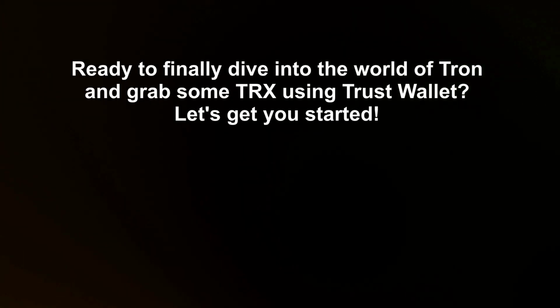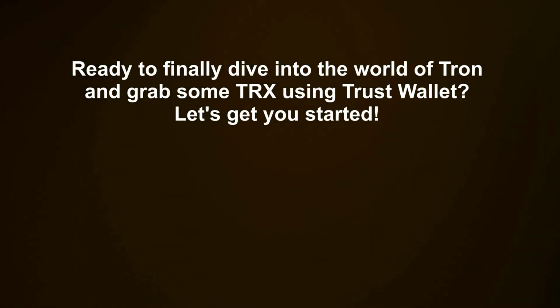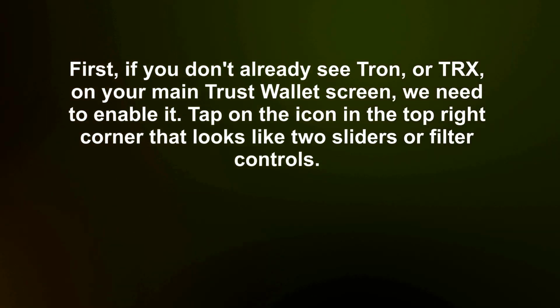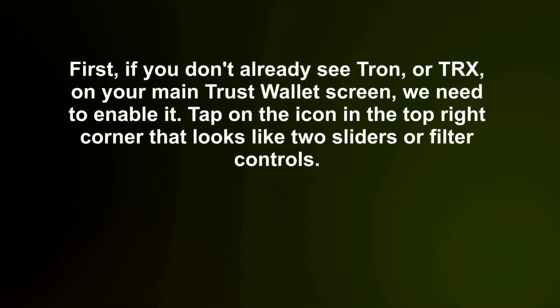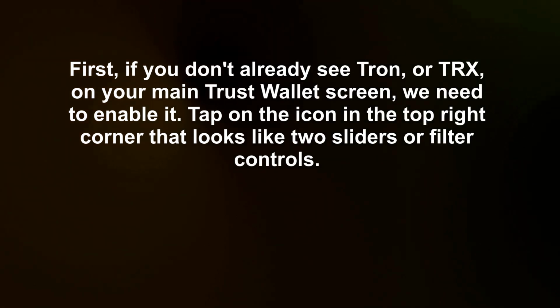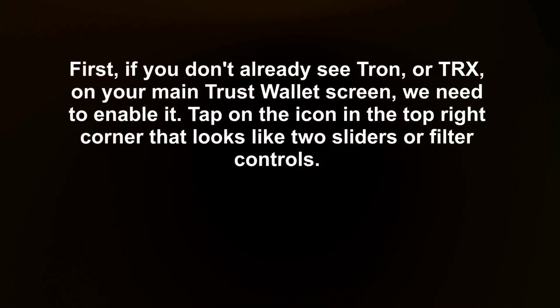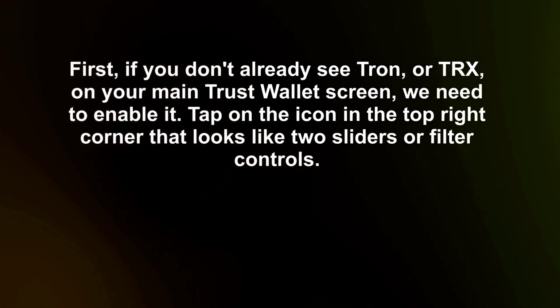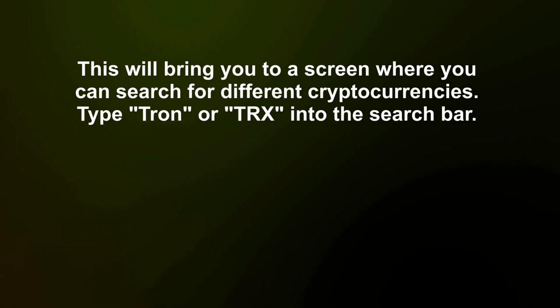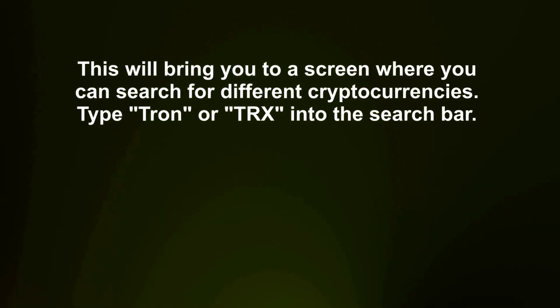Ready to finally dive into the world of Tron and grab some TRX using Trust Wallet? Let's get you started. First, if you don't already see Tron or TRX on your main Trust Wallet screen, we need to enable it. Tap on the icon in the top right corner that looks like the sliders or filter controls. This will bring you to a screen where you can search for different cryptocurrencies.